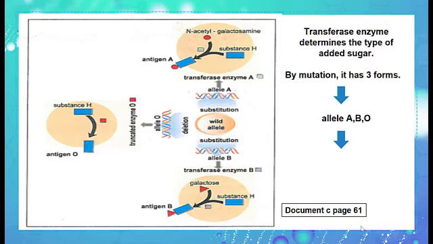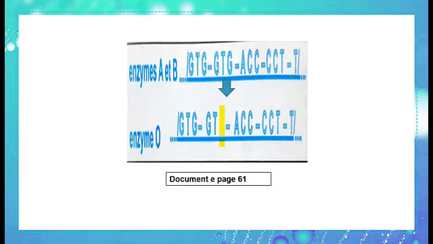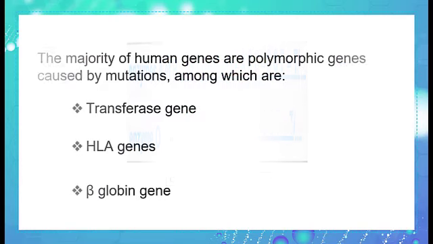From A to B or from B to A, there are 4 mutations by substitution that lead to the modification in 4 amino acids in the enzyme and change its function. Allele O is a result of a small deletion which codes for inactivated enzyme that cannot add any sugar to substance H. Actually, the gene for transferase is not the only polymorphic gene that we have in our human genome. Other examples of polymorphic genes created by mutations are HLA genes and beta globin gene that you can read about in document 3 of this chapter.